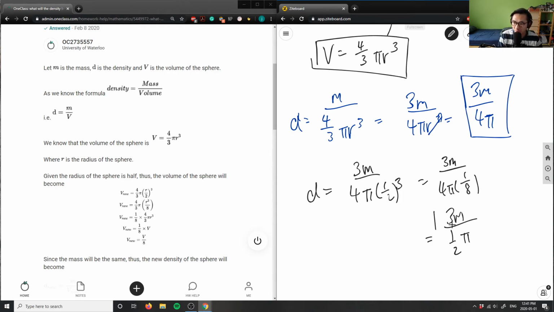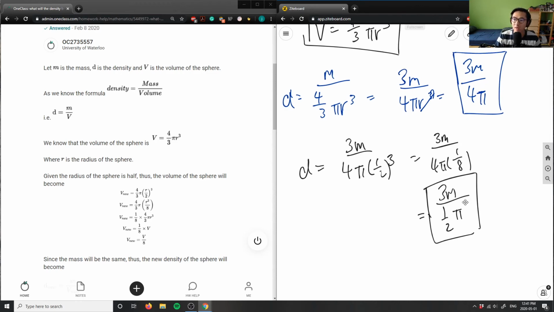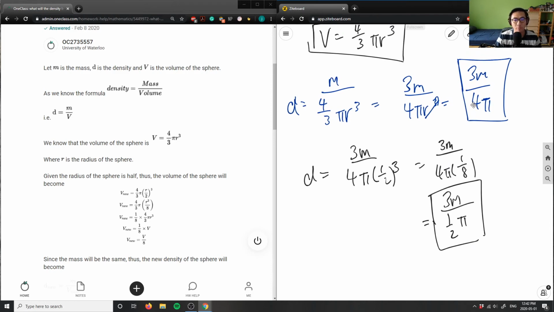So I'm comparing these two here. Yes, this is correct now. So 3m over 4 pi and 3m over half pi. I'm comparing half pi and 4 pi here. If I ignore the numerators, because the 3m and 3m cancel out, I can set this as half pi equals 4 pi. The pi's will also cancel out, right? So half equals 4 here.